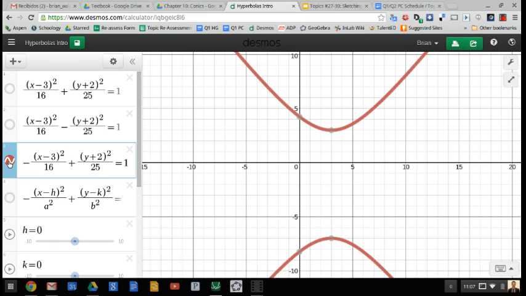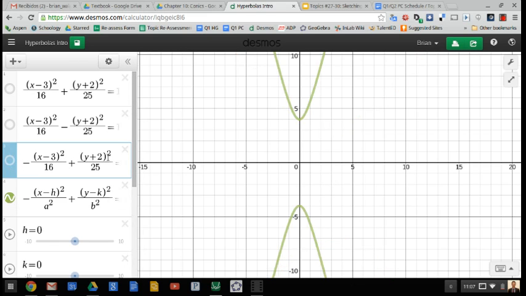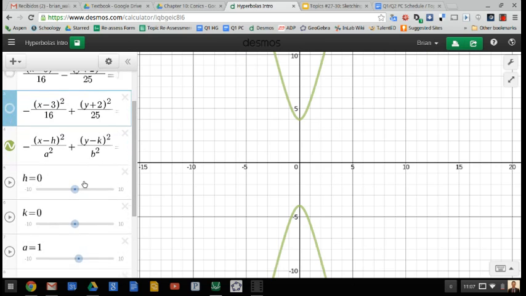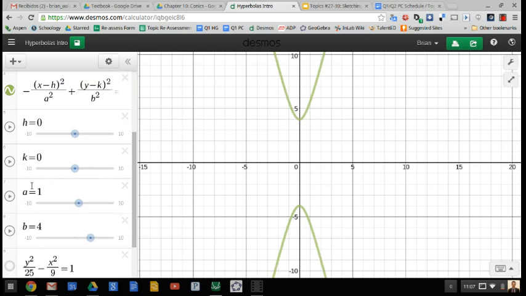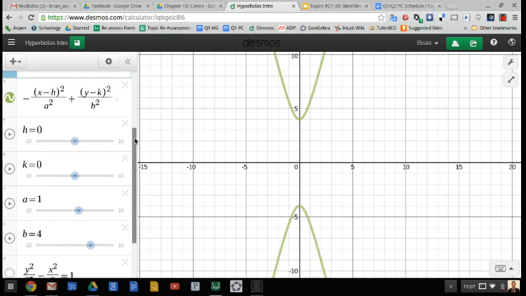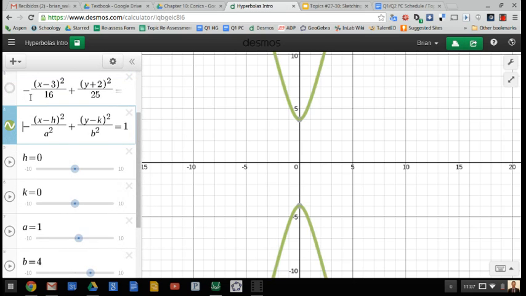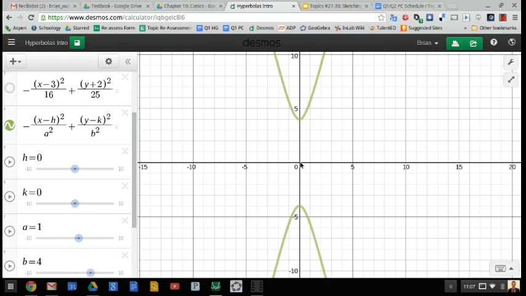So if I take a look at the general equation, which I've put in here, I've got no shifts on the h and the k, and I've got my a value of 1 and my b value of 4. So this one I've happened to make negative here, and you can see that the x is negative, and so it's opening up along the y-axis. So the h and the k are where the center is, and since the center is here at 0, it's not being shifted at all.